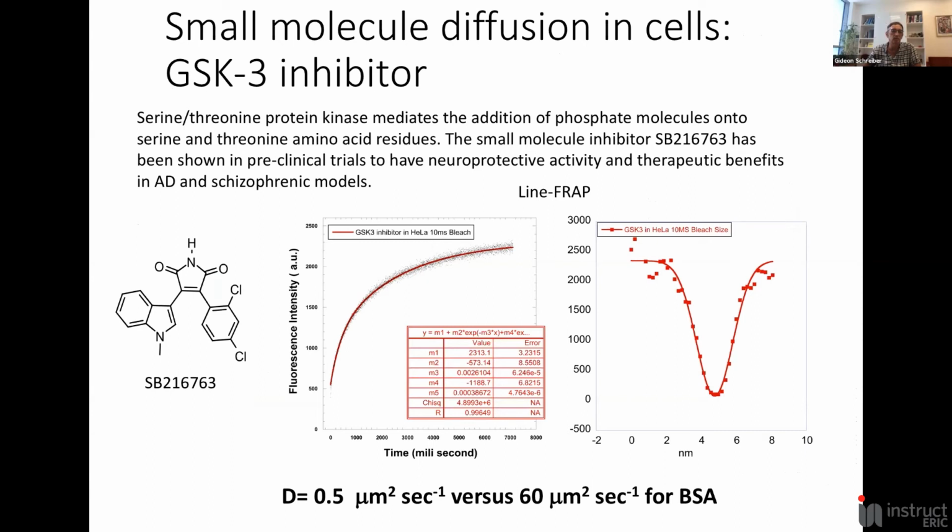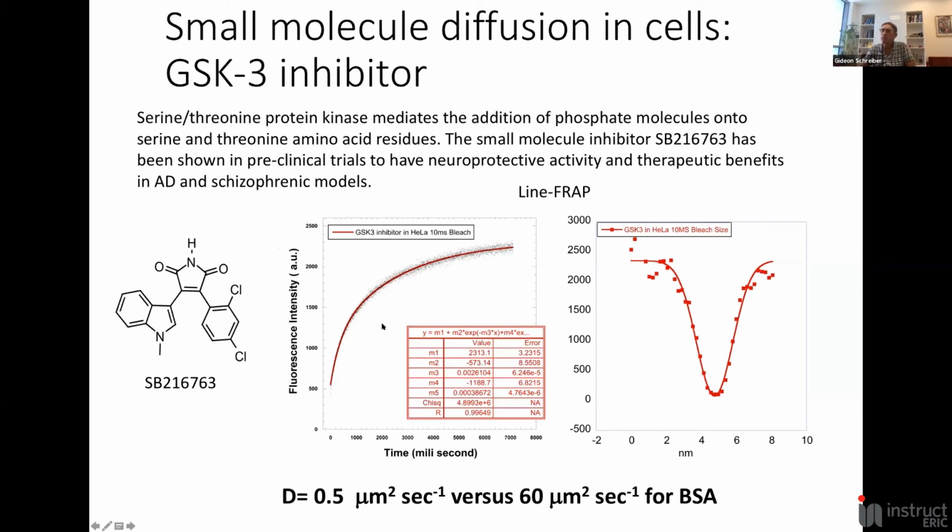It's a serine threonine proteinase. It mediates the addition of a phosphate molecule onto the serine threonine amino acid residues. And this inhibitor has been shown in preclinical trials to have all kinds of protective actions. The question is, what happens inside the cell? The experiments here obviously were done on one hand biochemically inside the test tube, and on the other hand in animal models. But now what happens inside the cell? And surprisingly, this molecule has a nice fluorescence by itself, so we don't have to add anything to it.